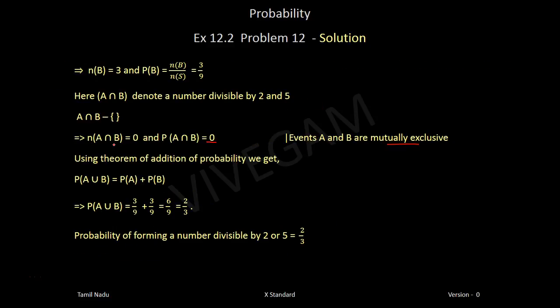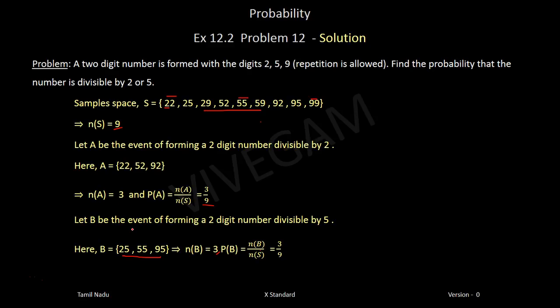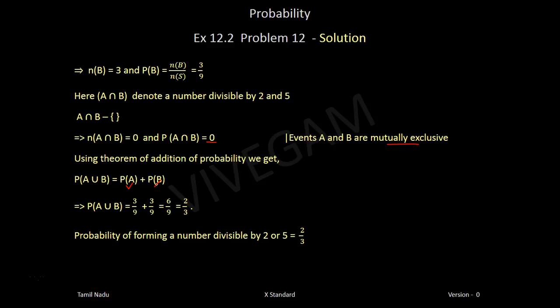Next. Now we have the values: probability of A, and probability of B. Substitute those values. So the probability of A union B, which is nothing but the probability of a 2-digit number divisible by 2 or 5, is as follows. Probability of A is 3 by 9. Probability of B is 3 by 9. And probability of A intersection B is 0, so there is no point adding it here. So 3 by 9 plus 3 by 9 is 6 by 9, which is equal to 2 by 3. Therefore, the probability of forming a number divisible by 2 or 5 is 2 by 3.